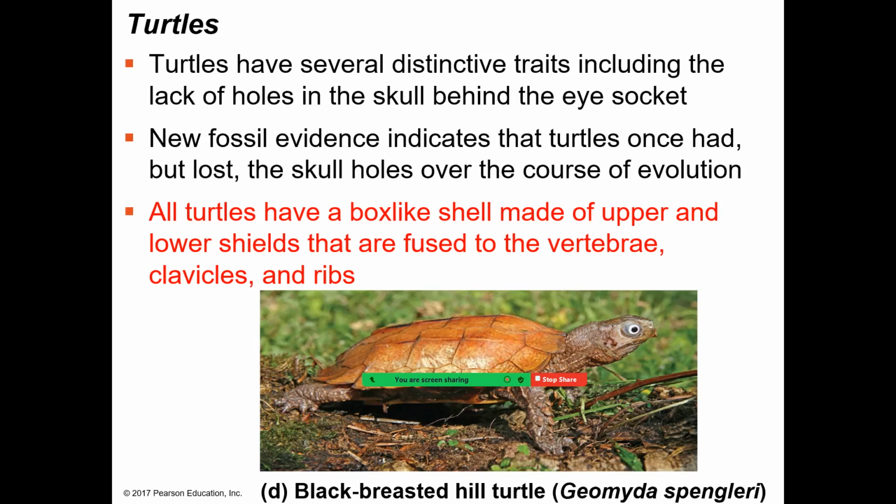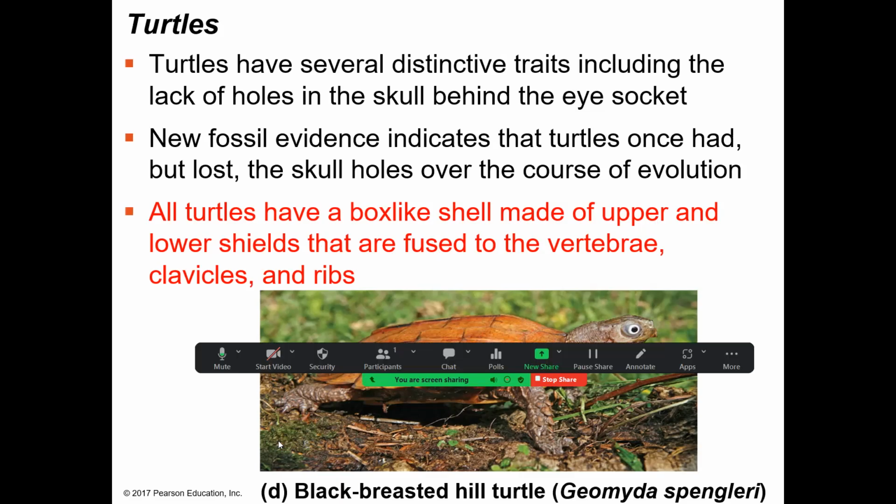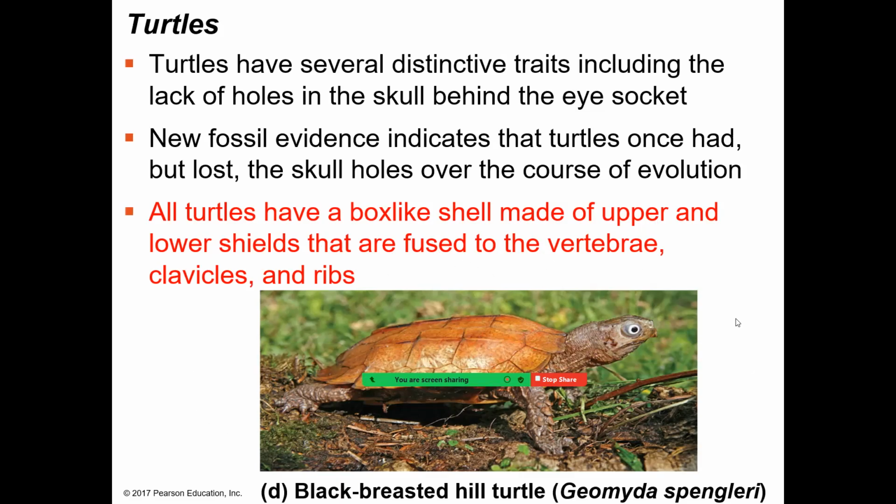Turtles are a favorite reptile of many people, including myself. They are very interesting. There are turtles that live mostly underwater, so sea turtles. There are tortoises. We'll look at the difference between these two. Tortoises typically live on land, but all turtles have a box-like shell made up of upper and lower shields. And those upper and lower shields, which are protective for their soft bodies, are fused to the vertebrae. So they do have vertebrae, clavicles, and ribs inside of that box shell.